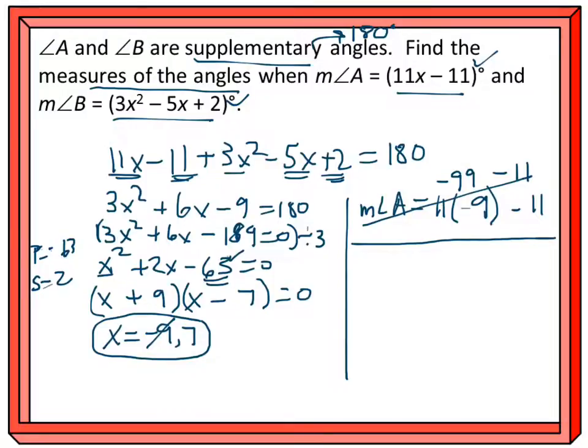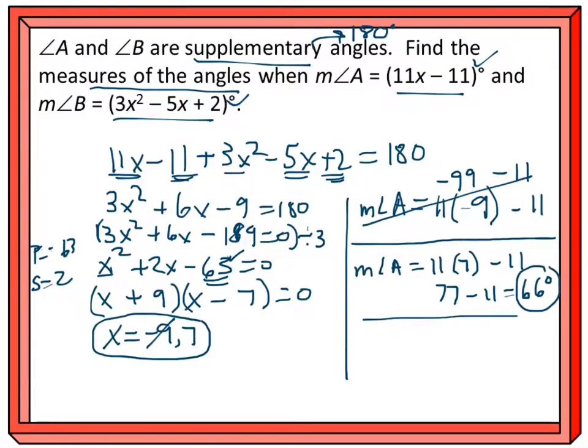Alright, so let's try the 7. The measure of angle A equals 11 times 7 minus 11. I have 77 minus 11, which gives me 66 degrees. That seems reasonable, which means that the measure of angle B should be 180 minus that one, which is 114 degrees. There we go.